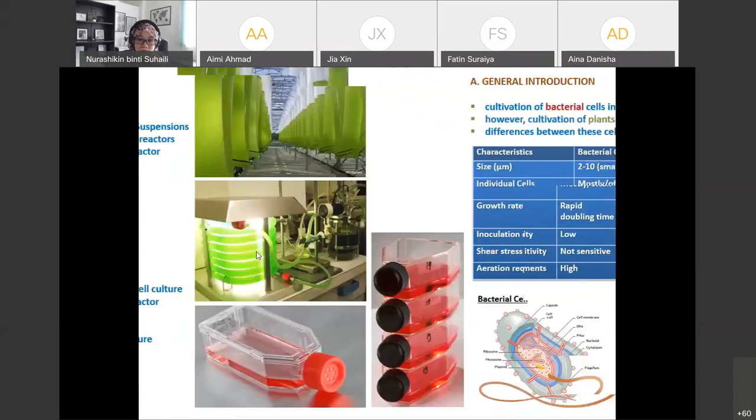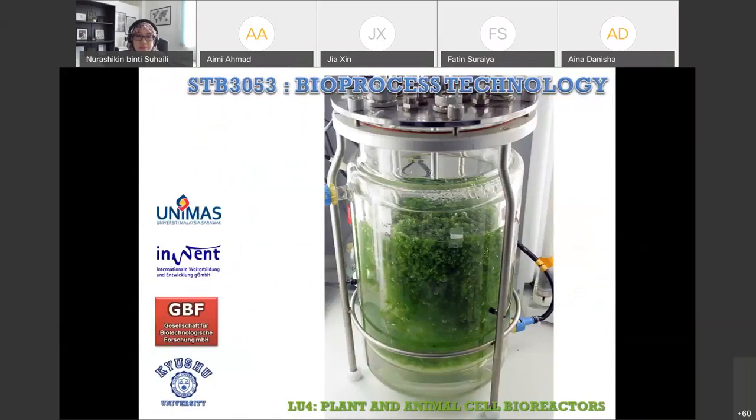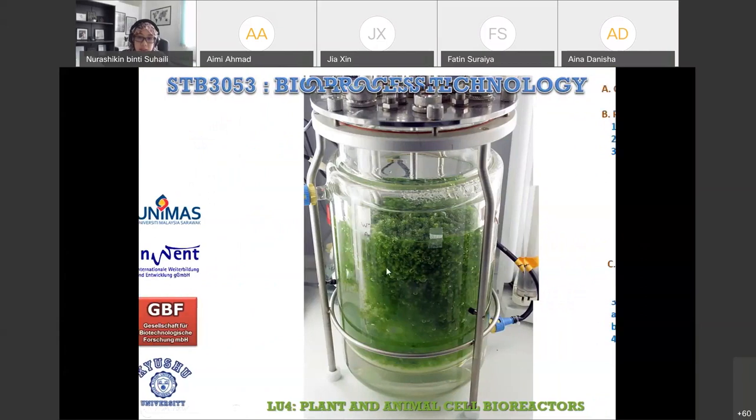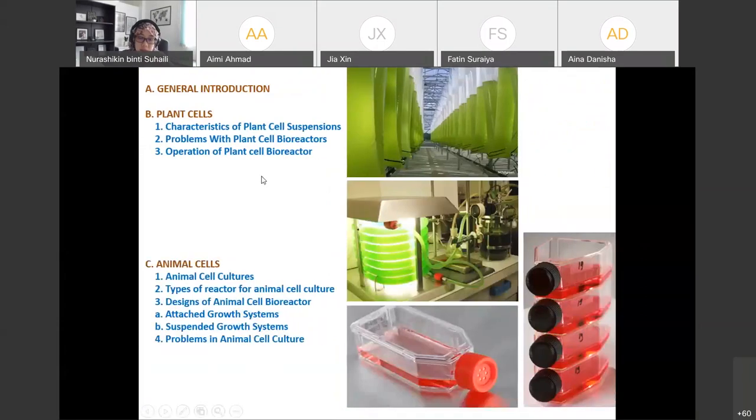Okay, so if you haven't seen the first slide, this is the first slide. Our topic for today is plant and animal cell bioreactors. First, we're going to cover plant cells, and the second one will be animal cells. For animal cells, we're going to cover animal cell cultures, the types of reactors, designs of animal cell bioreactors, attached growth system, suspended growth system, and problems in animal cell cultures. Those are the subtopics for today's lecture.